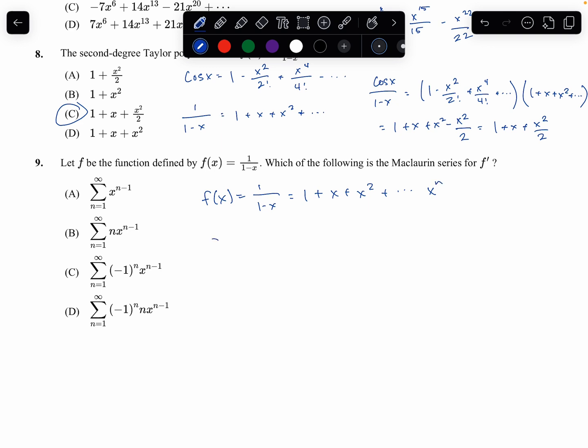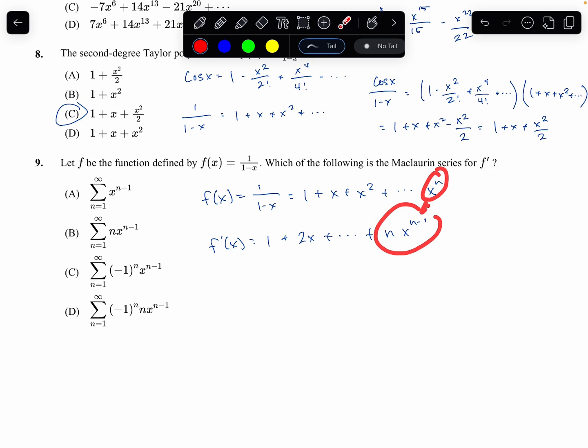And so f prime of x is going to be equal to the derivative of 1, which is 0. The derivative of the rest is going to be 1 plus 2x plus, plus n times x to the n minus 1. So that's what we're going to get right there. Which is equal to the infinite series of n equals 1 to infinity of n times x to the n minus 1. And that is going to line up with B.